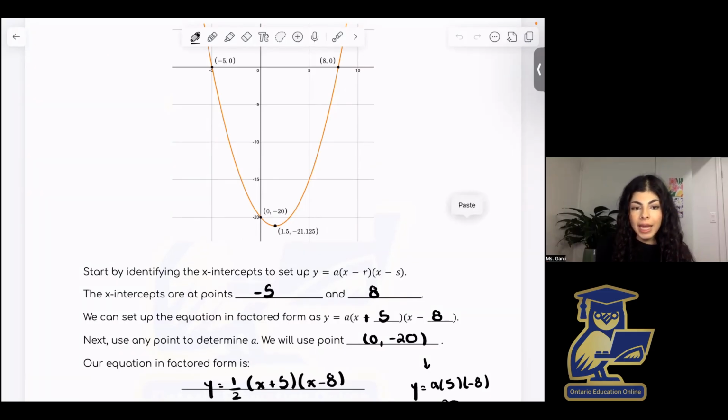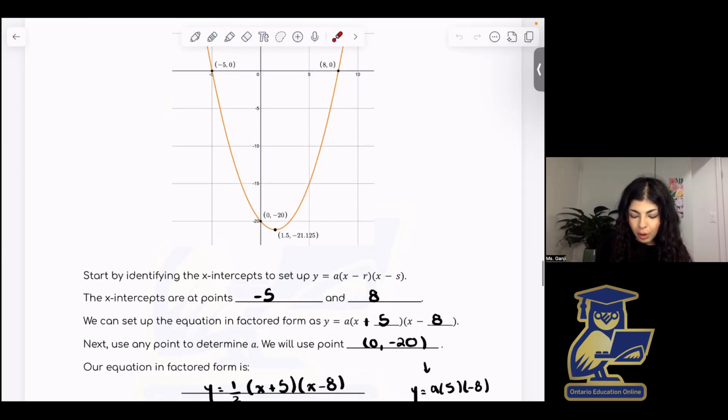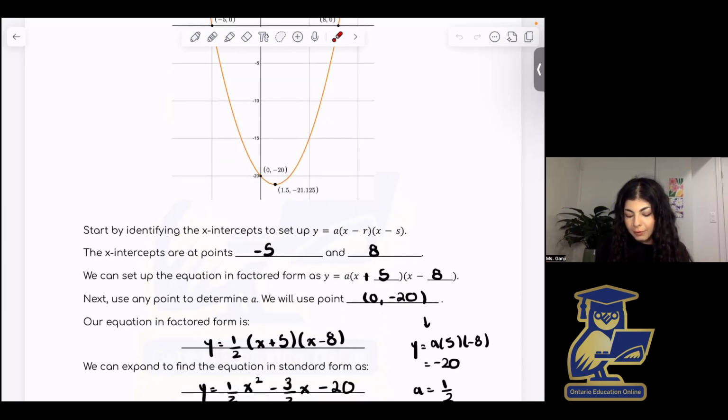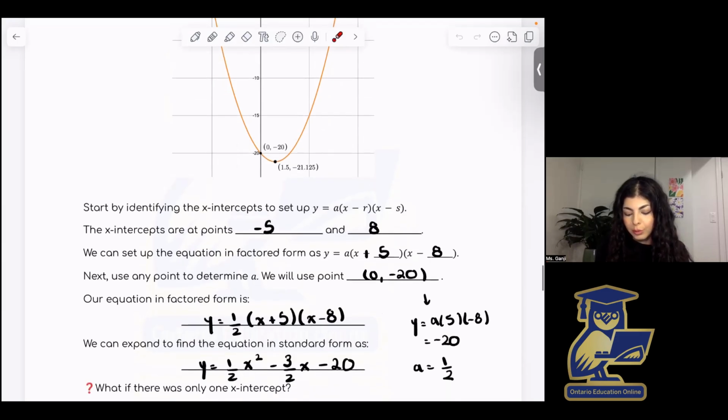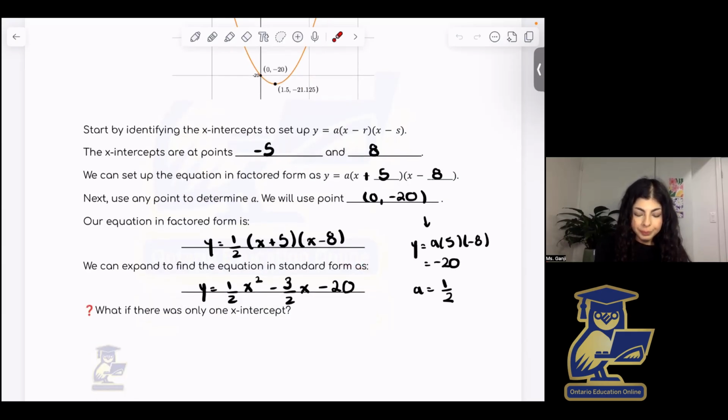So now I will use any point to determine a because that's my only variable that's missing. And here I'm actually going to use (0, -20) as my y-intercept because then I don't have to do anything additional for x. So here we get y is set equal to -20, which is also equal to a times 5 times -8, which will give us -40a. And from that, you get that a is a half. So substituting that back, we get a half of (x plus 5)(x minus 8), which is just my factored form. And now you're told to expand to find the equation in standard form. So if you just do that, you will get the following.